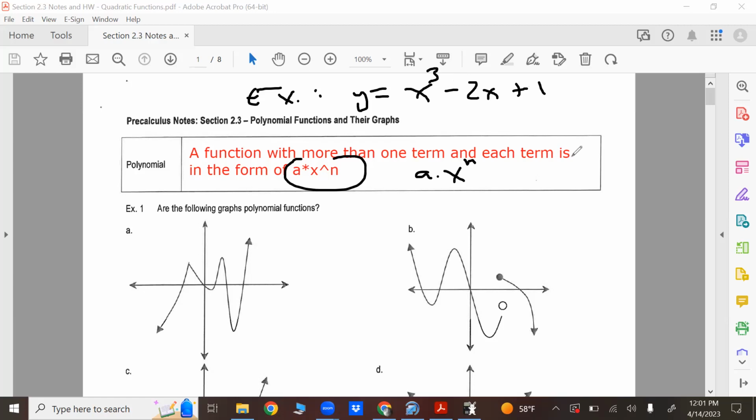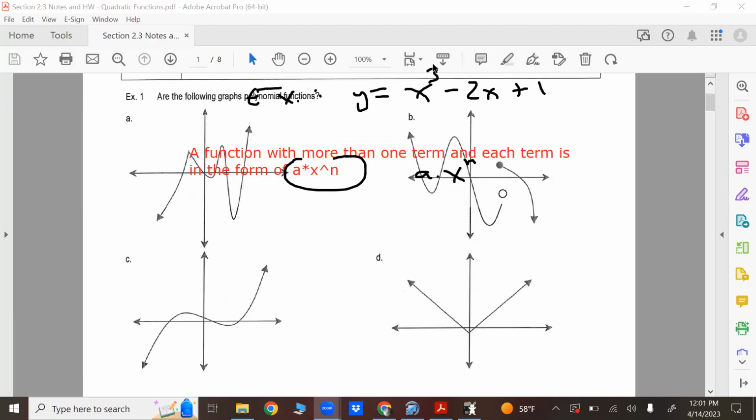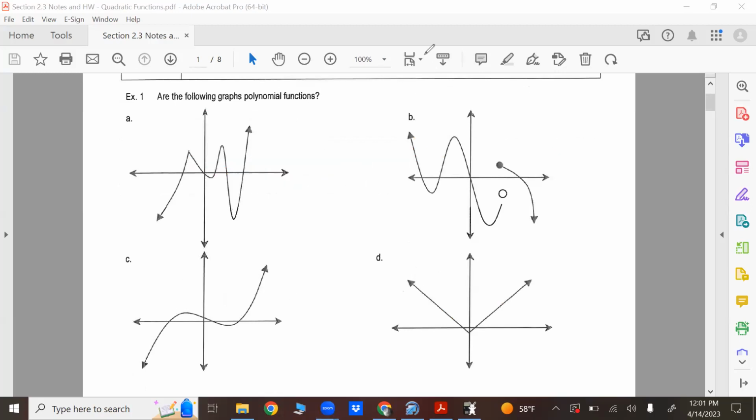Now let's talk about the first example. This should be pretty easy. To be a function, you guys should know this already. All of this is review from Algebra 1. To be a function, it must pass the vertical line test. You guys know this, right? And what does the vertical line test entail? If you draw vertical lines, it should only touch once. It can never touch more than once.